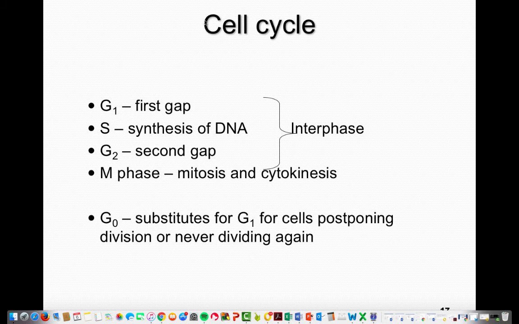Now there's this phase called G0, right? And that's this 0 right there. If you notice the G's up here, it's almost like it's before this, right? Because this substitutes for G1 if cells are not dividing, right? So G0, I think G not dividing again, right? Because they're done. So let's talk about the cell cycle and what's happening there.